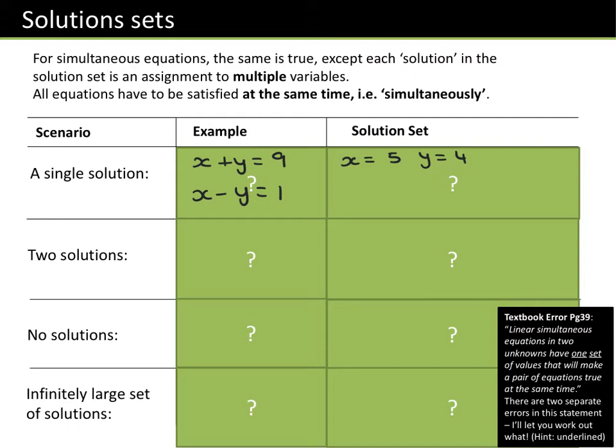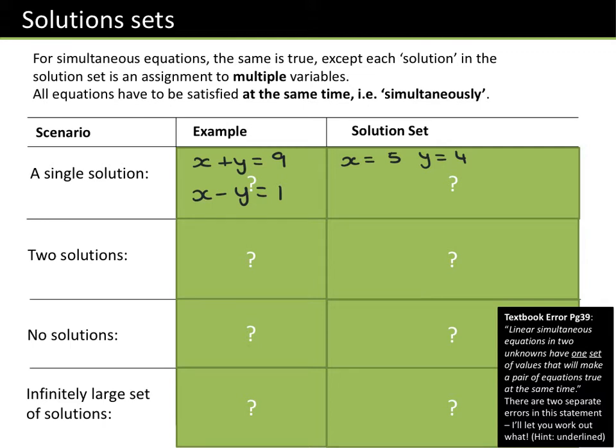Is that the only way to make this? No? How else could we make it? 7 and 2? What's 7 take away 2? Yep, not 1, is it? Okay? So this is going to give us a single solution.